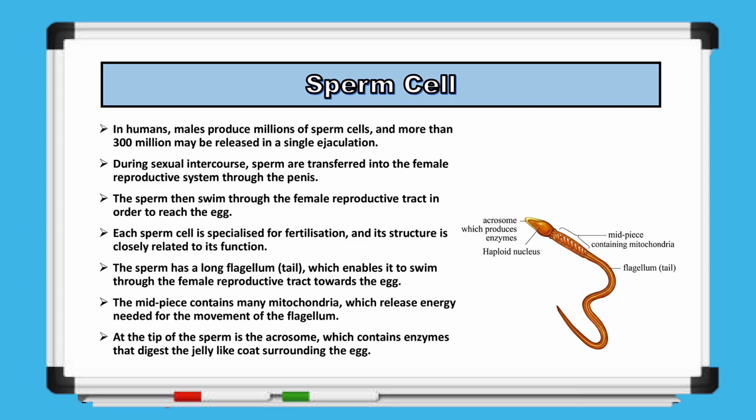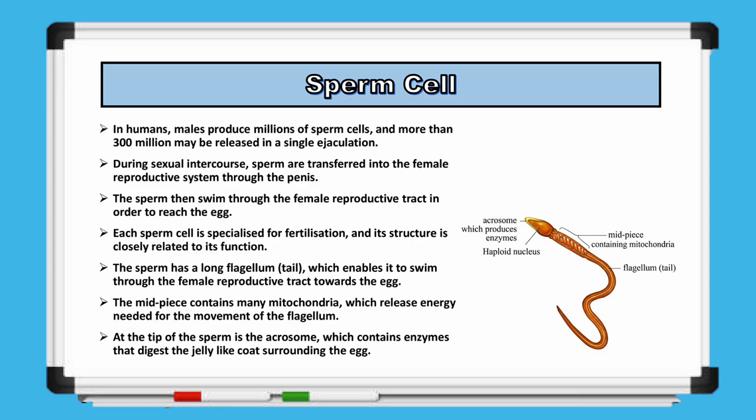Each sperm cell is highly specialized for the process of fertilization, and its structure is closely related to the function it performs. A sperm cell contains a haploid nucleus in its head, which carries half of the genetic information needed to form a new individual. At the tip of the head is a structure called the acrosome, which produces enzymes. These enzymes help digest the jelly-like protective layer surrounding the egg so that the sperm can penetrate it. The middle region of the sperm is called the midpiece. This part contains many mitochondria that release the energy required for movement. This energy powers the tail of the sperm.